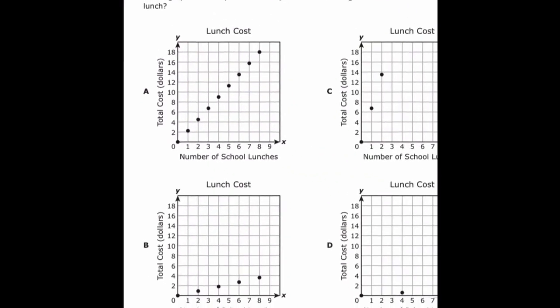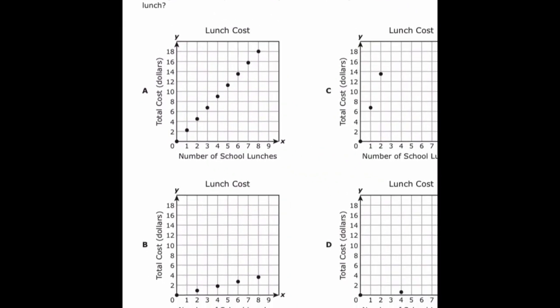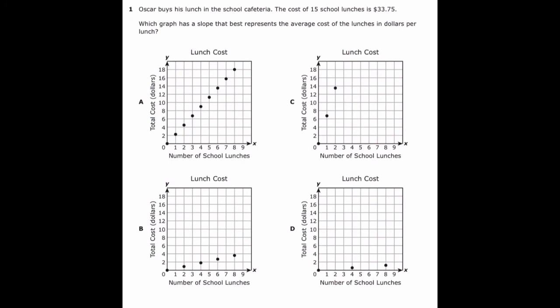But that is how simple a graph is. It says all this stuff like slope and average cost, and it makes you think that you're doing something magical. But really, you're just trying to figure out, okay, if 15 lunches is $33.75, how much would one lunch be? How much would two lunches be? It's almost like you're doing an input output. You're trying to find a pattern, like finding the rule for a pattern.